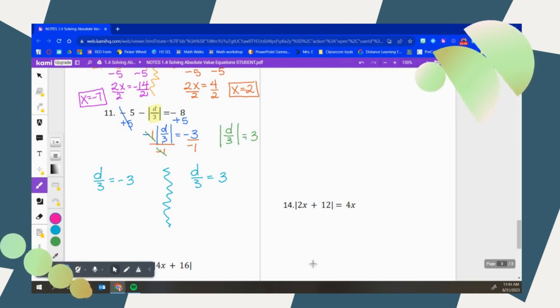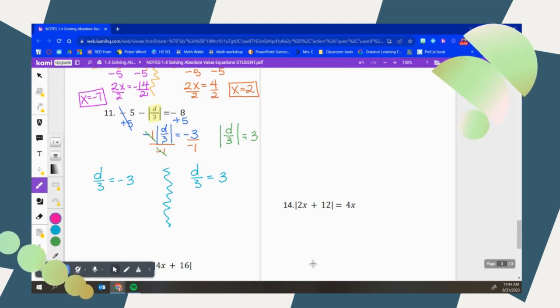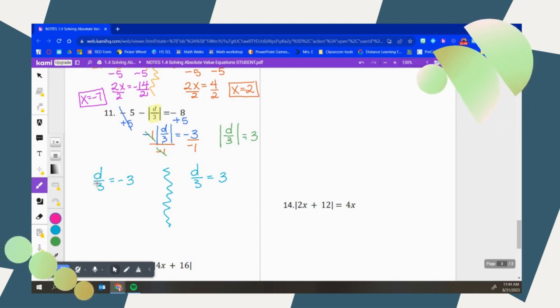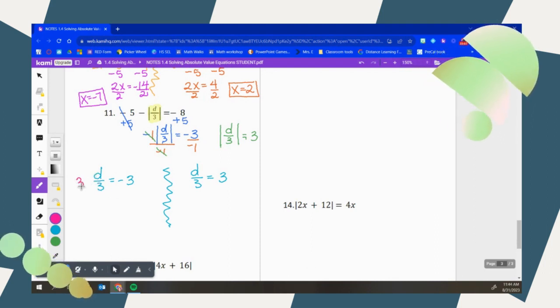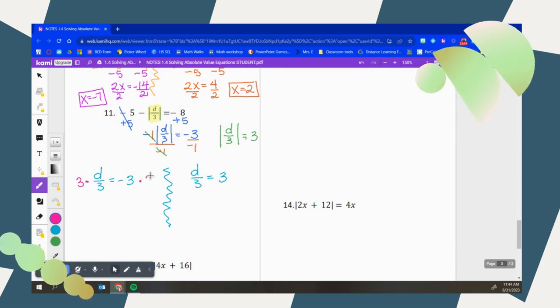I've been saying d over 3, but what operation is that really? What is that? Division. That's division. How do we undo division? What's the opposite? Multiplication. So the way I'm going to undo d divided by 3 is to multiply by 3 on both sides. My 3's over here will divide each other out, and d equals negative 3 times 3, which is negative 9.